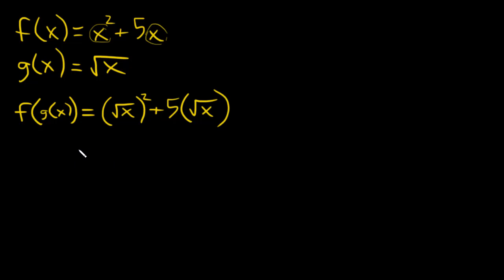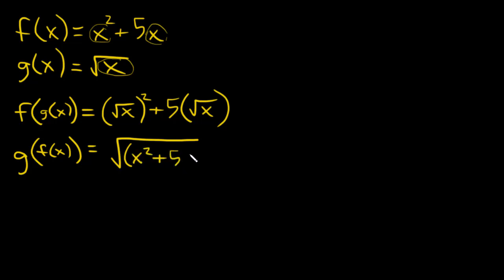Okay? Now what would g of f of x look like? Well, now I'm going to replace every x with what f of x is. So it's this whole thing. So g of f of x is going to be root, and underneath is going to be x squared plus 5x. That is taking the place of x.